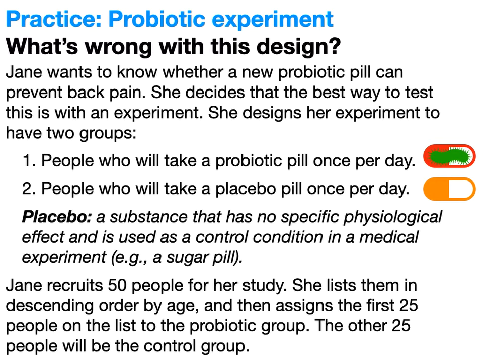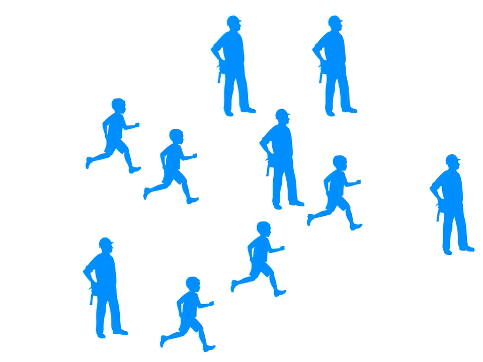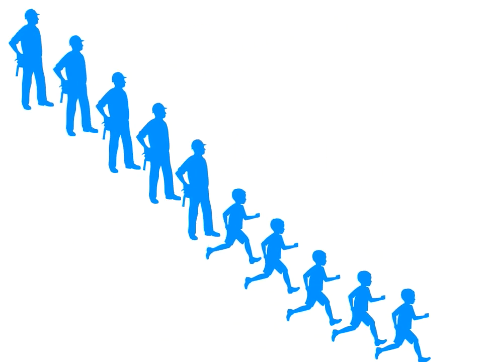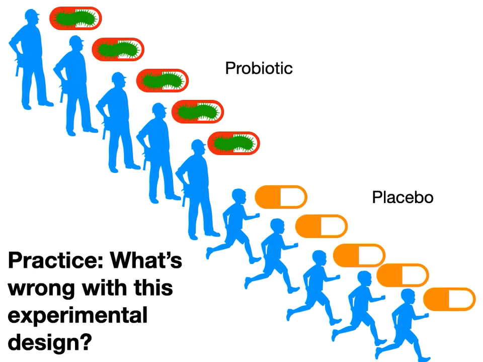Okay, Jane recruits 50 people for her study. She lists them in descending order by age, and then she assigns the first 25 people to the probiotic group and the second 25 people to the control group. So what's wrong with this design? And how is it going to influence Jane's results? Well, to illustrate that for you visually, imagine these are the people in her sample. We've got adults and young people. And she's sorting them by age and then assigning them into the two groups. So we'll talk about that on Zoom.